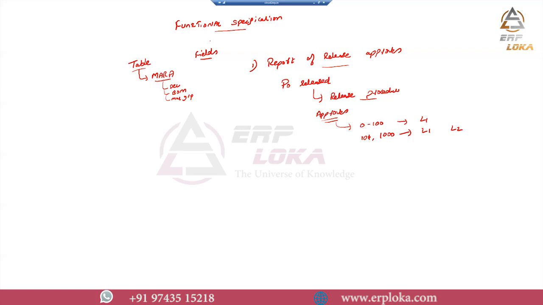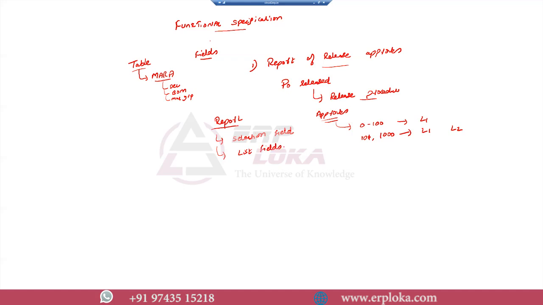The functional specification document will contain the actual requirement of the business. Then, based on the requirement, we are going to provide the tables and fields from where the data needs to be picked to create that report. Whenever you see a report in SAP, you will have two sections: one is the selection fields, and the other is the list fields.